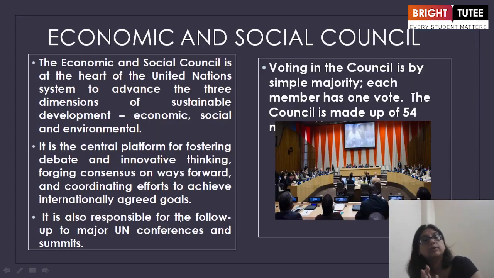The Economic and Social Council. The Economic and Social Council is at the heart of the United Nations system to advance the three dimensions of sustainable development: economic, social, and environmental, and the central platform for fostering debate and innovative thinking, for giving consensus on ways forward, and coordinating effort to achieve internationally agreed goals. It is also responsible for the follow-up to the major United Nations conferences and summits. Voting in the council is by simple majority. Each member has one vote, and the council is made up of 54 members.